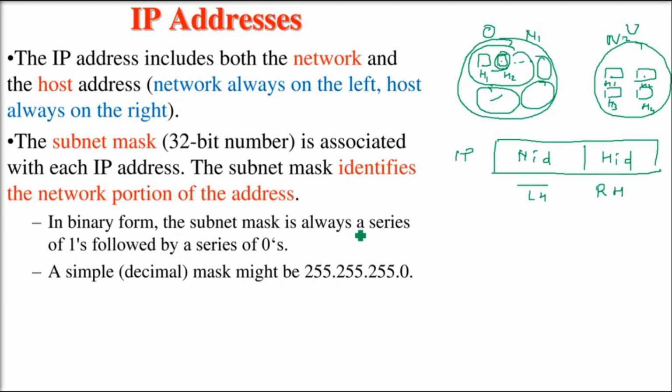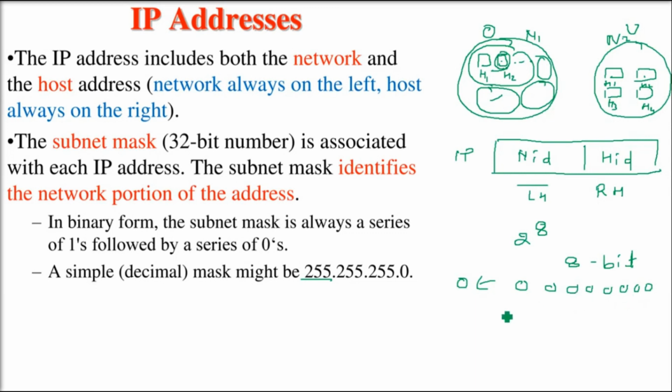In binary form, the subnet mask is always a series of 1s followed by 0s. A simple decimal mask, for example, is this. This is a class C. I'll come to that. 255. Whenever we take 8 bits, 2 to the power 8 is the maximum. What is going to be the maximum value? 2 to the power 8. 00000000 is the lowest one. This is the lowest value.